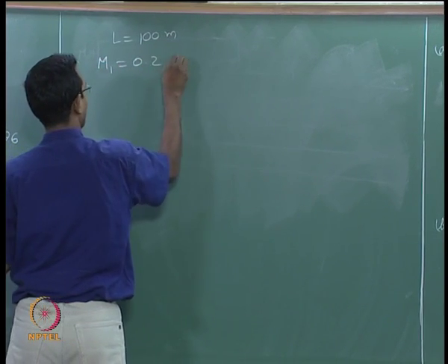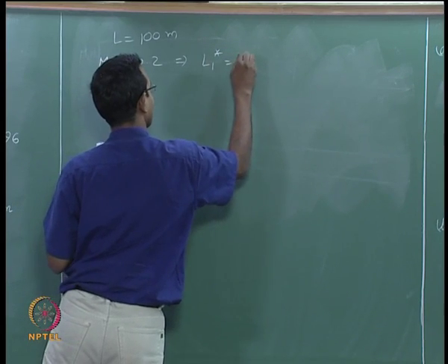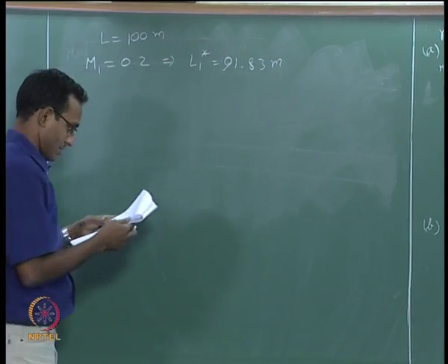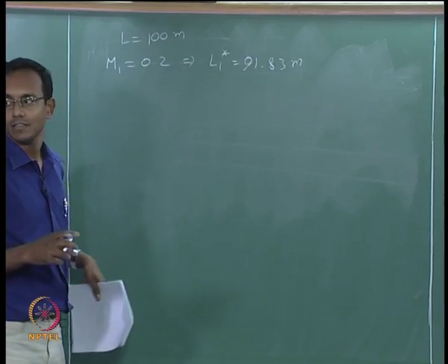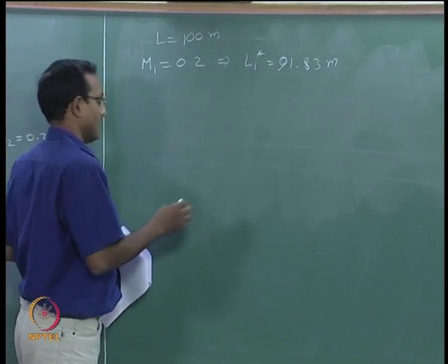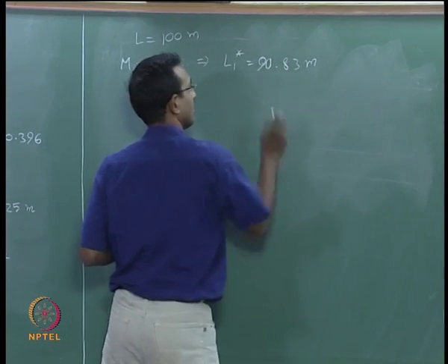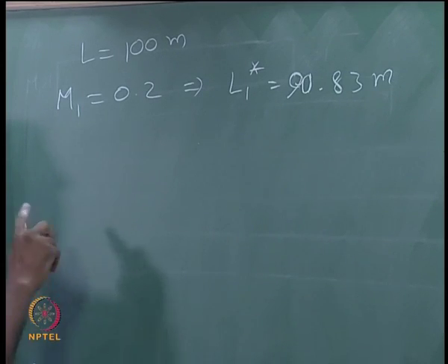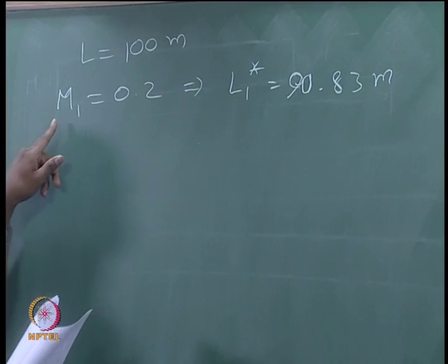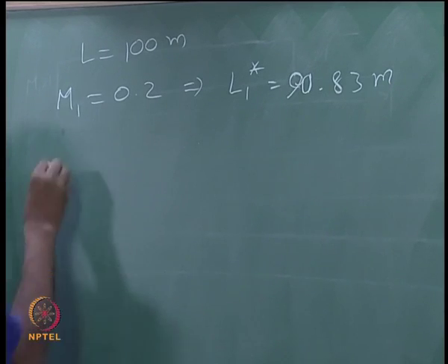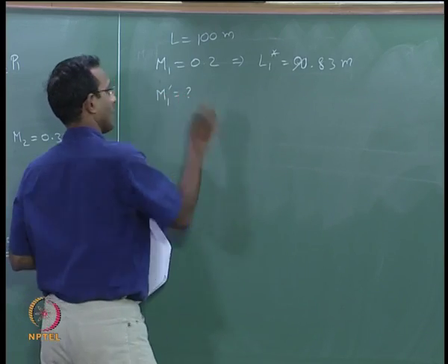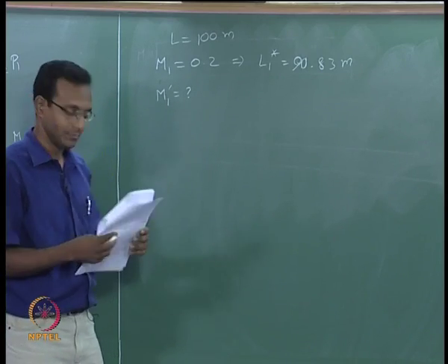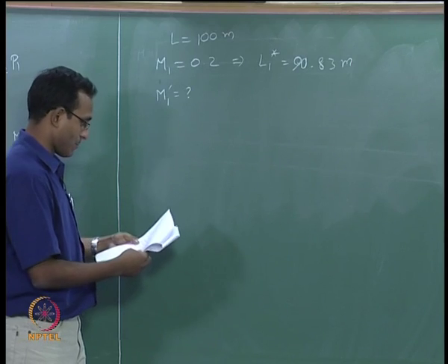So I am going to say my L equal to 100 meters, M1 equal to 0.2, which gives my L1 star equal to 90.83 meters. These are the numbers we have. Now we know that there will be compression waves traveling upstream and adjusting this M1 to M1 prime. I do not know what value it is, but I know my M2, the exit of my duct, will be M equal to 1. So it will be getting adjusted to some M1 prime.